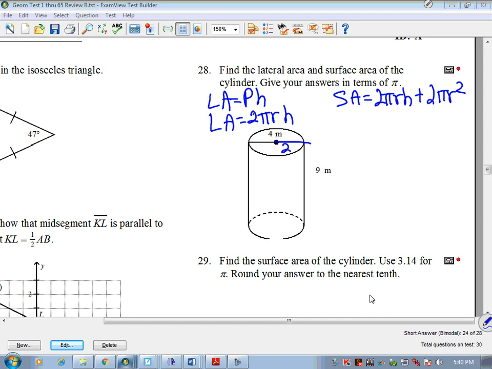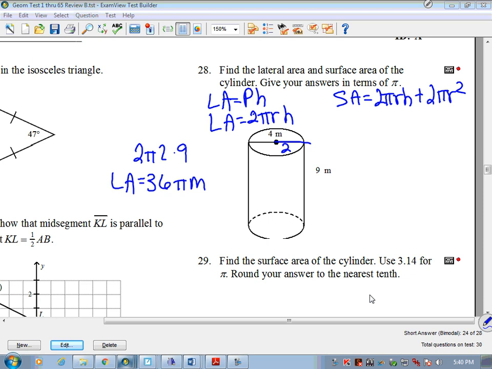using radius, so my radius here is 2. Okay, we're answering our stuff in terms of pi, so lateral area is 2 times pi times 2 times 9. So that's what I've got is 18 times 2. So I got 36 pi meters for my lateral area.